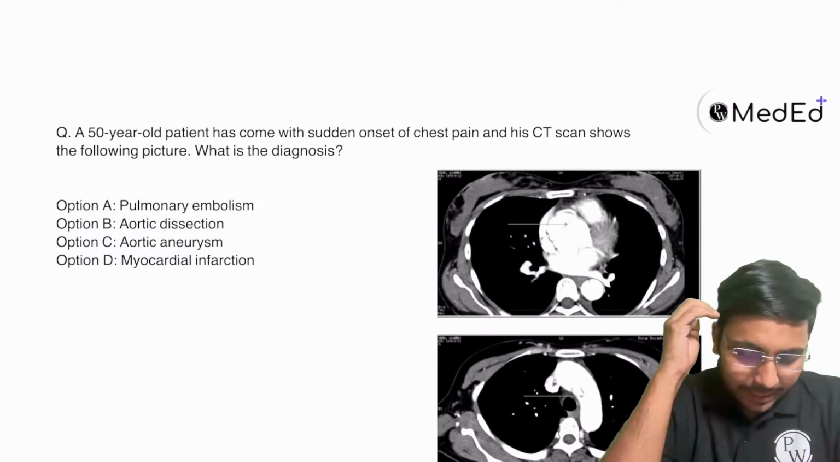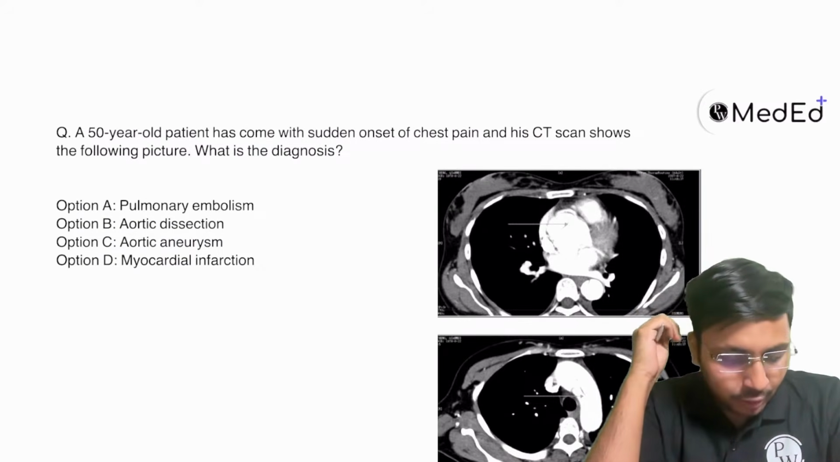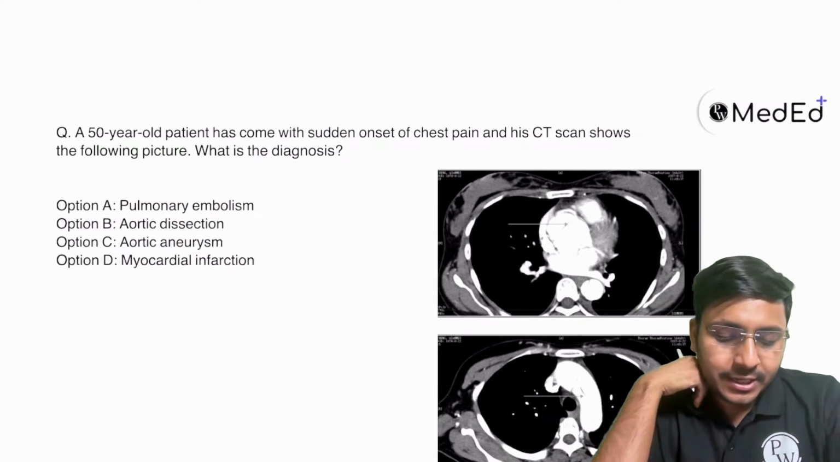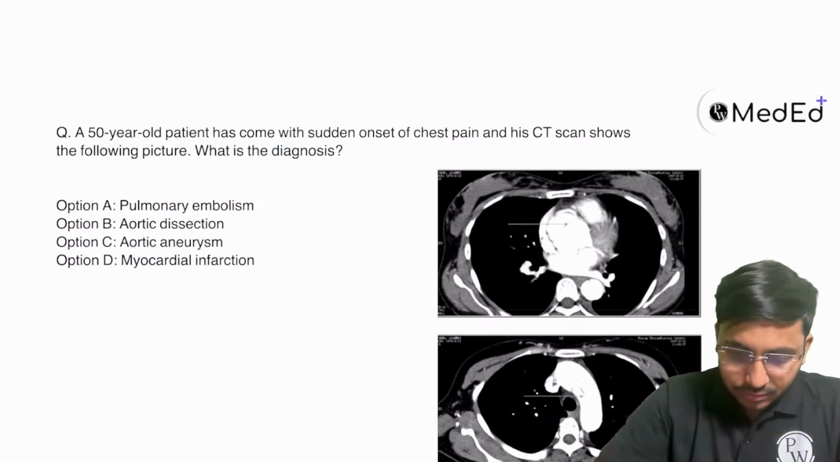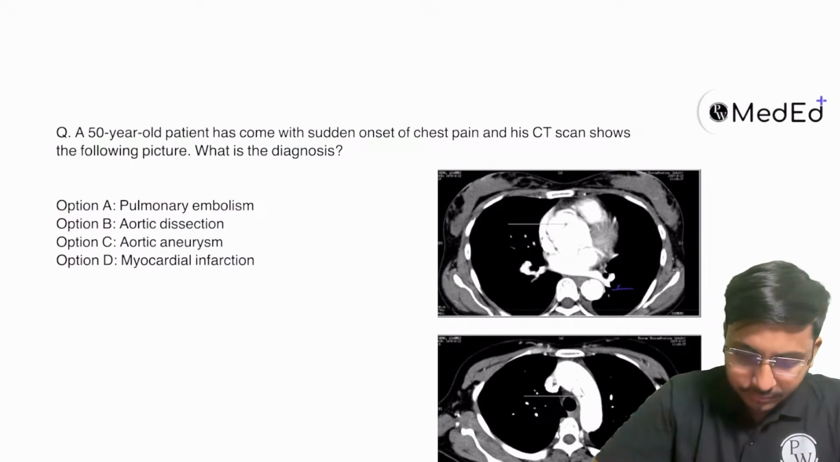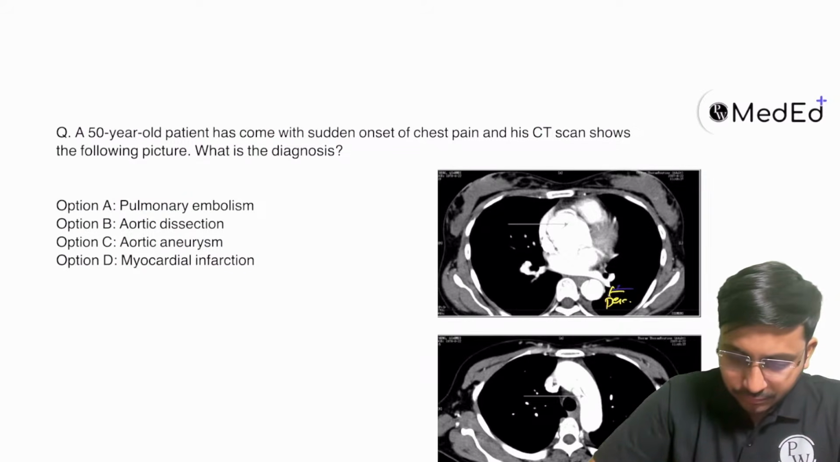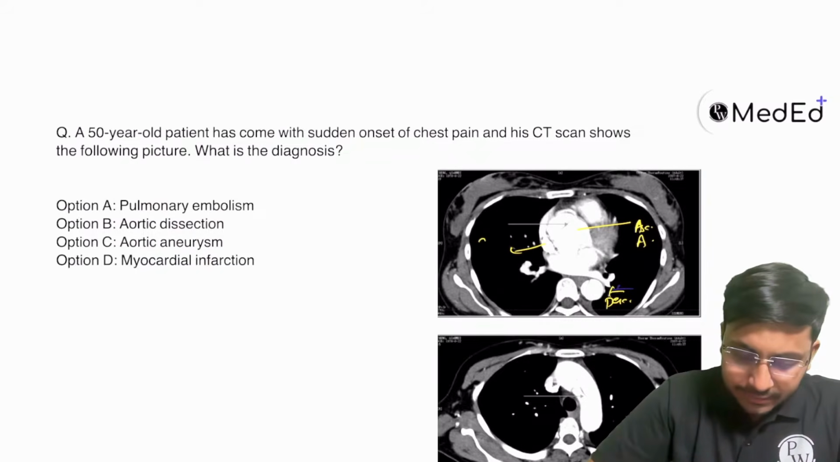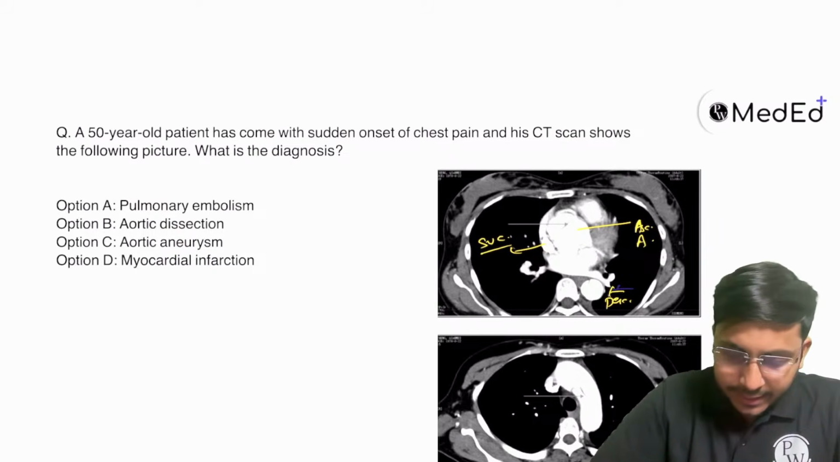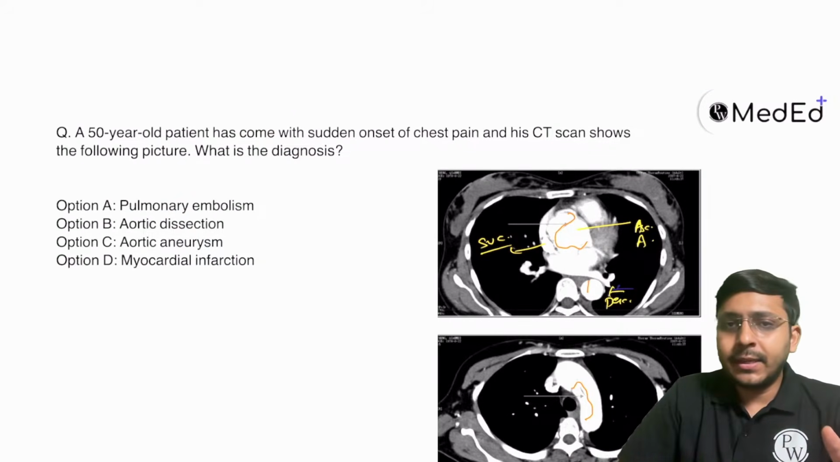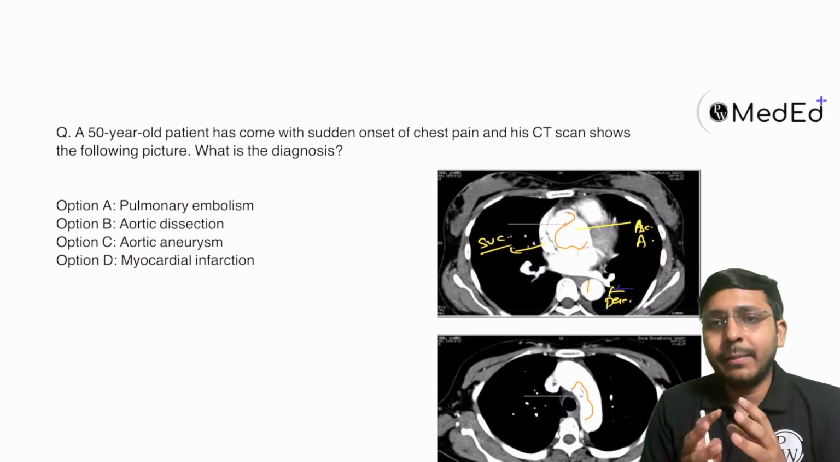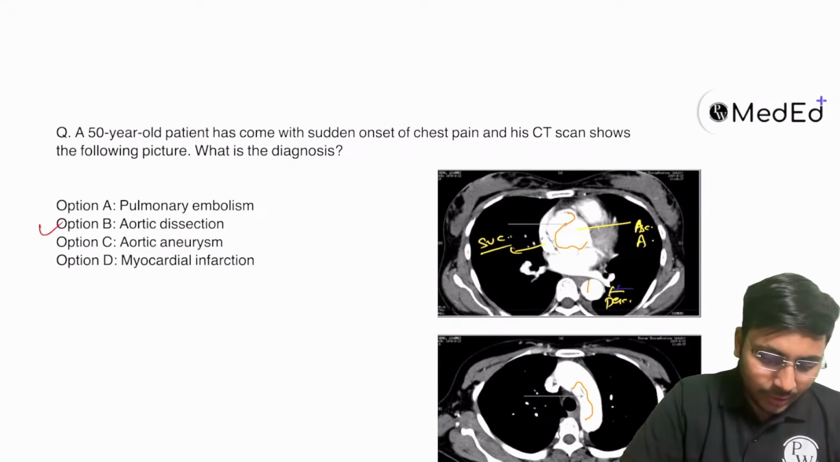Now what is the diagnosis here? What is the arrow pointing to? A 50-year-old patient comes with sudden onset chest pain and CT is shown. What is the diagnosis? You are seeing that this is the descending aorta, this is the ascending aorta, this is our SVC. In the ascending aorta I am seeing a membrane, that is an intimal tear. An intimal tear makes it an aortic dissection.